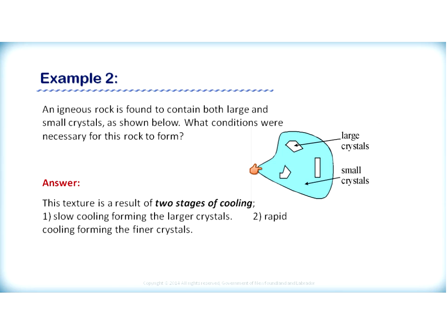So as a result, we could say that this texture was a result of two stages of cooling. Slow cooling, which formed the large crystals beneath the Earth's surface, followed by eruption, where the magma carrying the crystals went to the surface, and it rapidly cooled, forming the finer crystals that make up the remaining matrix of rock.